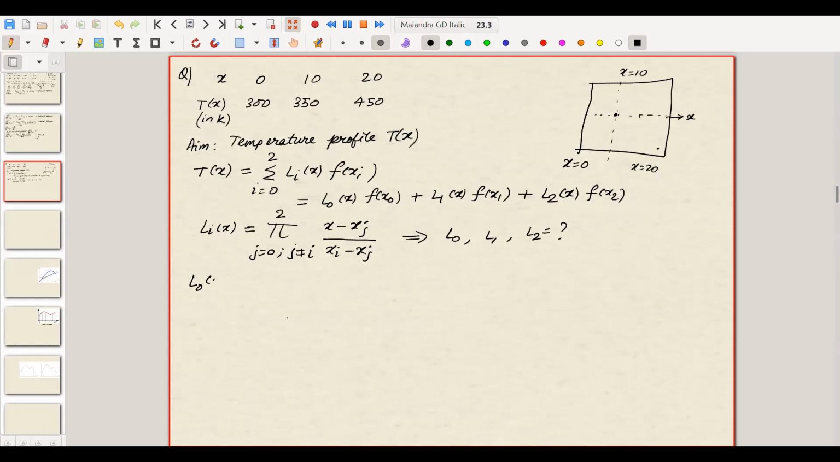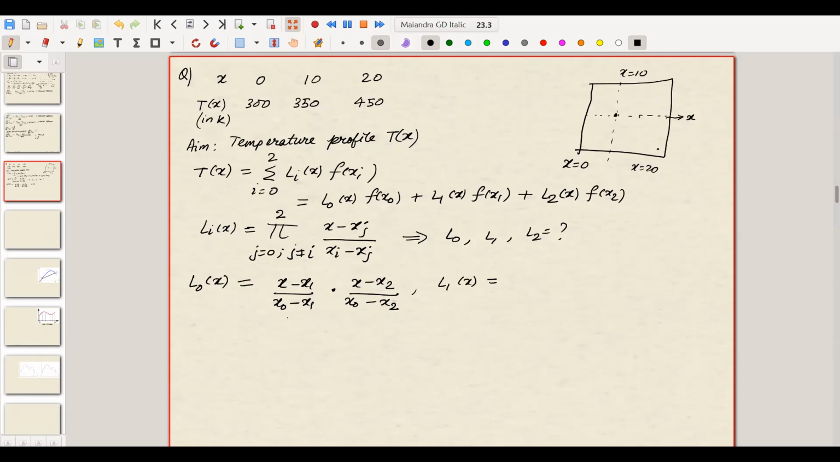Now, that means i equals 0. If i equals 0, that means j can't be equal to 0, j not equal to i. So j has to start from 1 and 2. But we need the value of i, that is 0. So we can follow it, right? So j starts from 1. That means (x minus x1) by (x0 minus x1) times (x minus x2) divided by (x0 minus x2). Is it correct? Yeah.